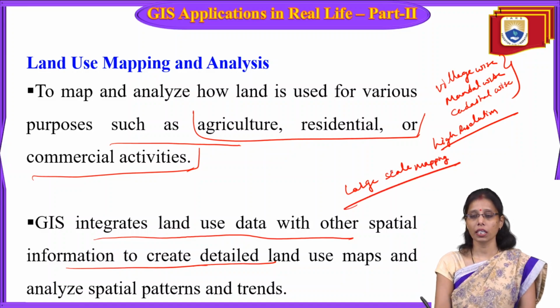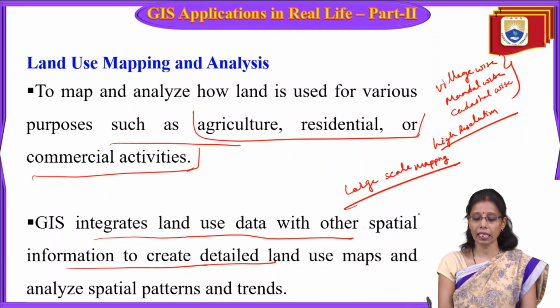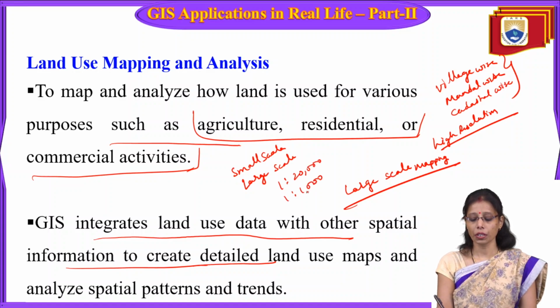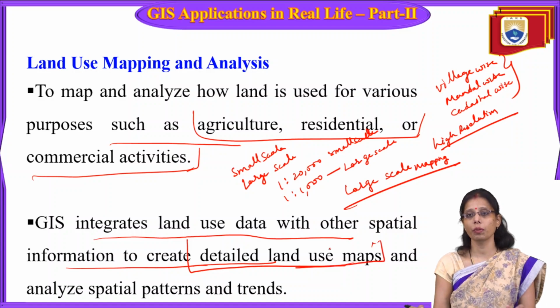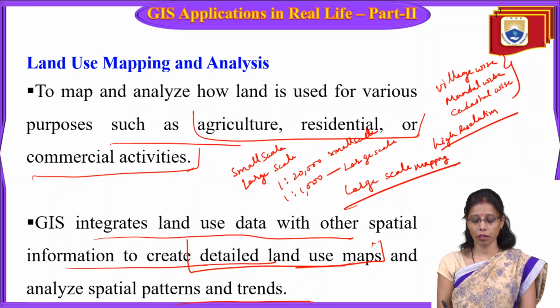What is large scale mapping? Scales are small scale and large scale; we are talking about the detailed land scale. There are two types of scale, one is small scale, the other is large scale. When you talk about 1 is to 20,000 and 1 is to 1,000, which one is the large scale? 1 is to 1,000 is the large scale. 1 is to 20,000 is the small scale. Why? Because detailed land use maps provide more and more detailed information at 1 is to 1,000. Of course, the area coverage will be less, but whichever area it covers, it gives very detailed information about the areas and analyzes the spatial patterns and trends.